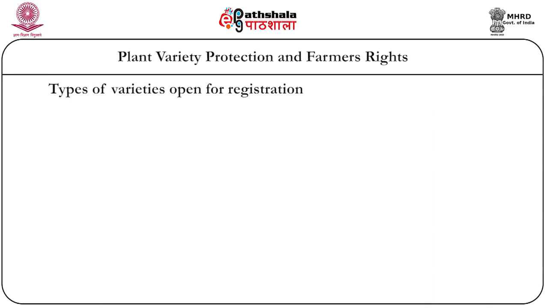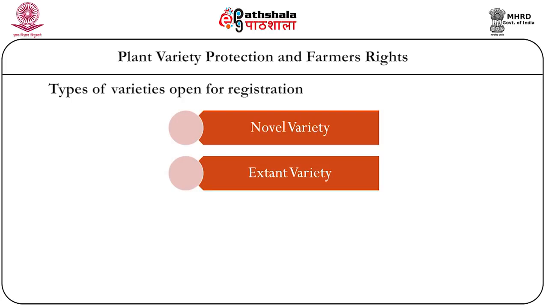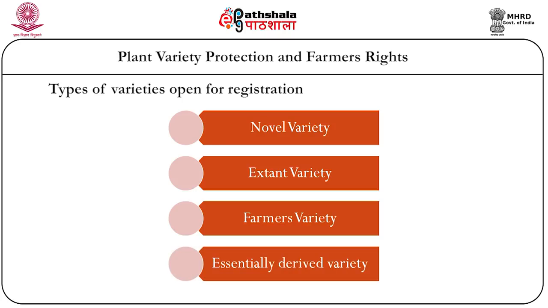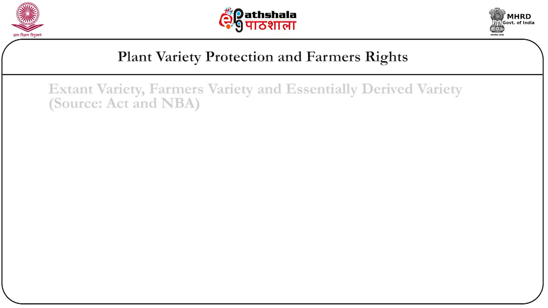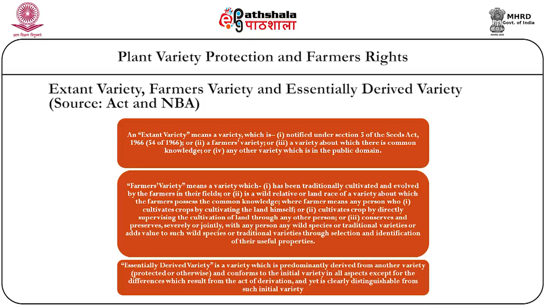The types of varieties that are open for registration under the PPVFR Act are novel varieties, extant varieties, farmers' varieties, and essentially derived varieties. An extant variety means a variety that is notified under section 5 of the Seeds Act 1966, a farmers' variety or a variety about which there is common knowledge, or any other variety which is in the public domain.